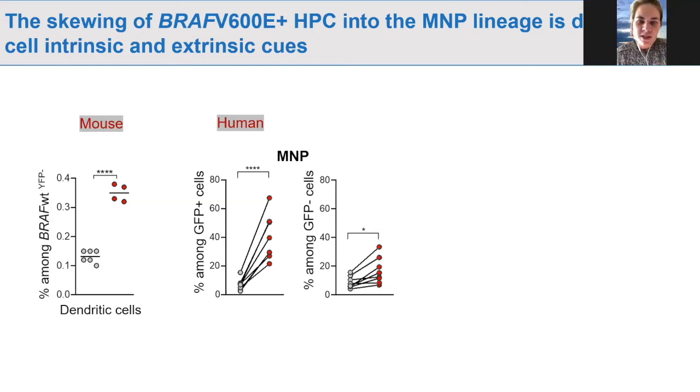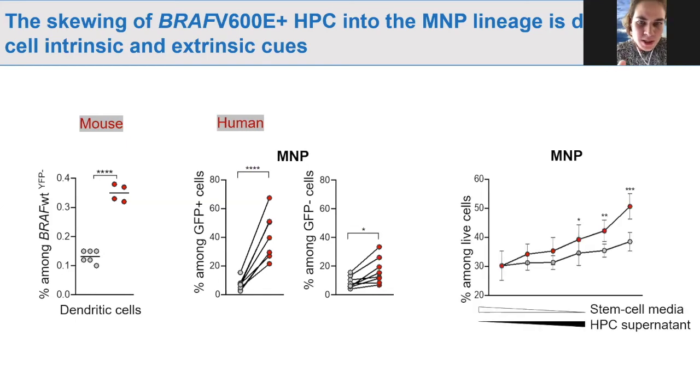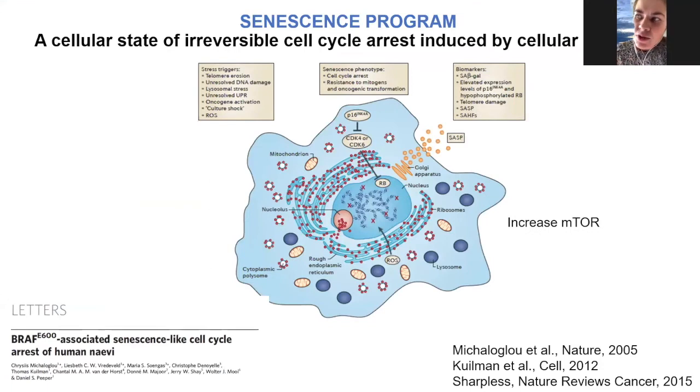And so to confirm this, next slide, we did something quite simple. We just kept in culture healthy CD34 positive cord blood cells in the supernatant from BRAF mutated cells or BRAF wild type cells. And indeed, when they were kept in BRAF mutated supernatant, the hematopoietic progenitors were more prone to differentiate toward the mononuclear phagocyte lineage. So we can conclude that the skewing of BRAF-V600E hematopoietic progenitors into the myeloid lineage is driven by cell intrinsic, but also extrinsic cues.